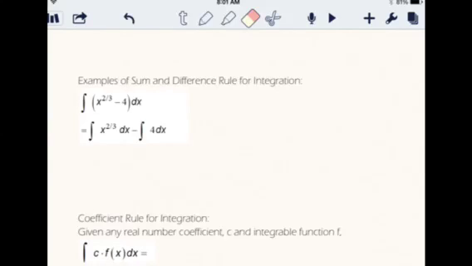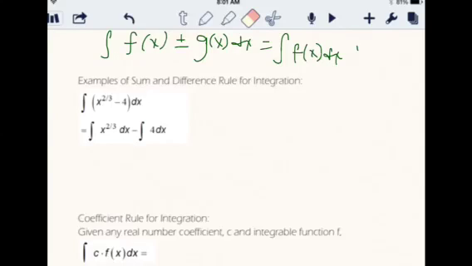Here are some examples. In reality, even though technically this is the way the rule is written, and I'll write it up here because you may not have been able to really see it at the bottom, the antiderivative of f of x plus or minus g of x is found by taking the antiderivative of f of x plus or minus the antiderivative of g of x, which is what I did here. I split them into two parts. See how there's the minus in between? I split it at the minus into two separate antiderivatives. In practice, no one ever does that, but you get the idea.